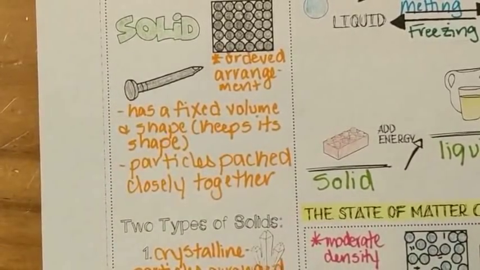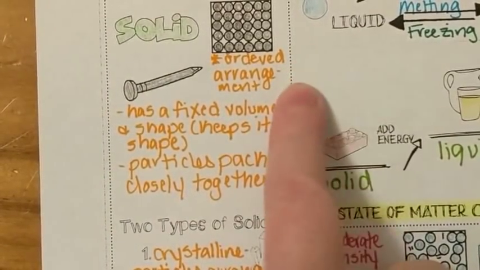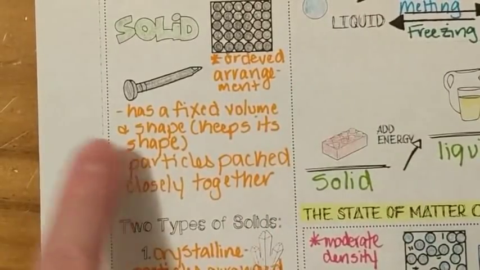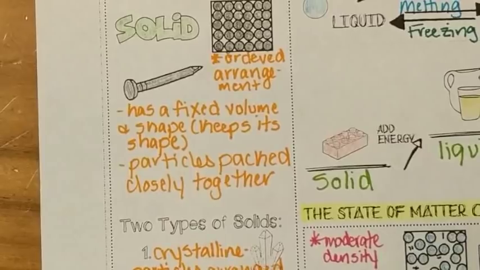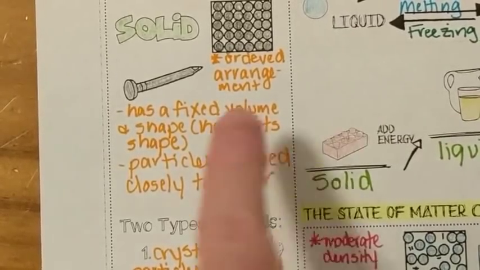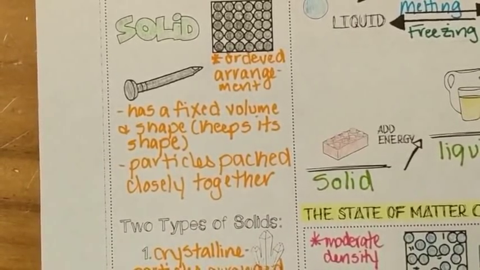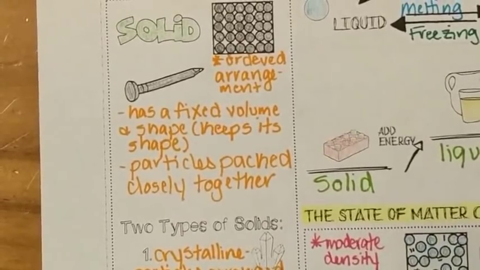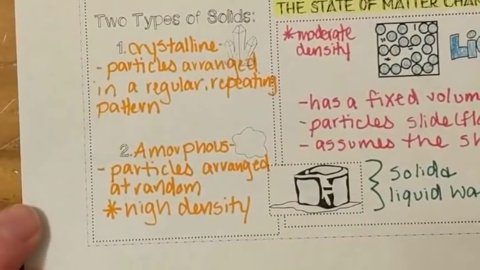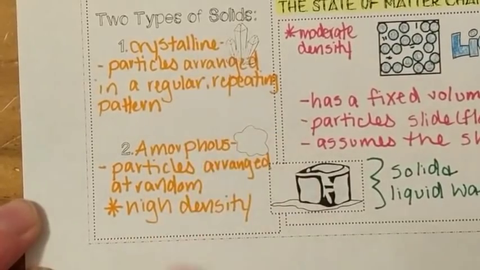Now a solid has an ordered arrangement, and it has a fixed volume and a fixed shape so that it keeps its shape. The particles in a solid are packed really closely together, much closer than in the other states we're going to be looking at. There are two types of solids we're going to be observing: a crystalline solid and an amorphous solid.